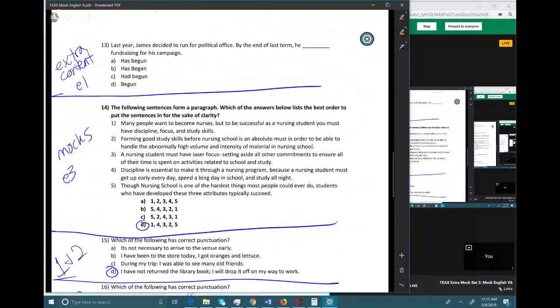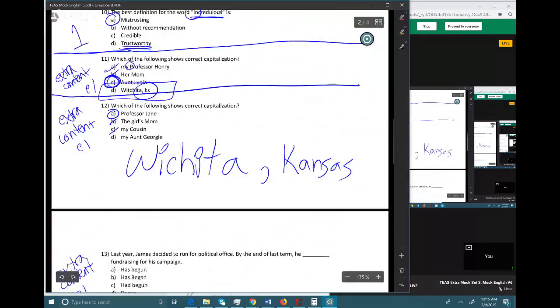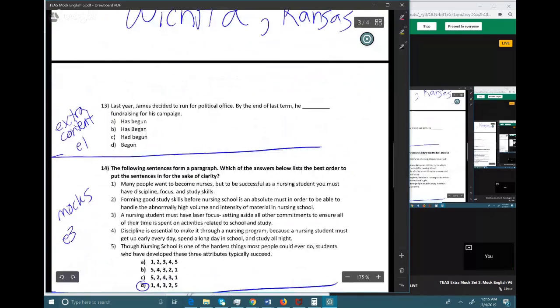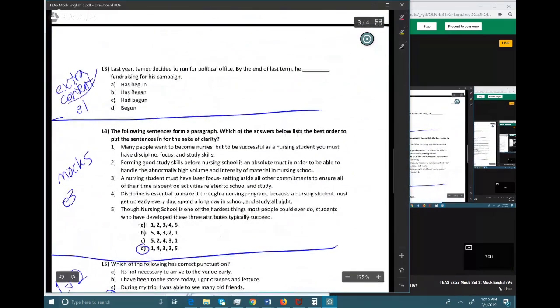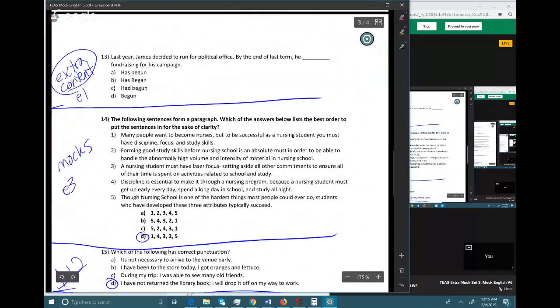Number 13. So I have these labeled extra content. That's only relevant to those of you that are seeing this right after it's made. 13 is in an extra content category as well. You've seen this if you took Mock 4 or Mock 5. It's exactly the same example because it only appears in one way.